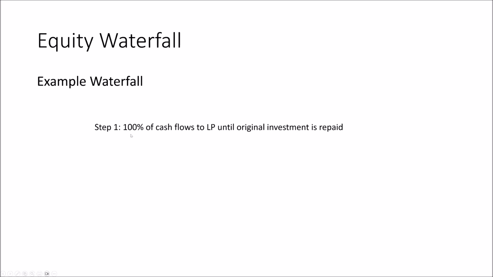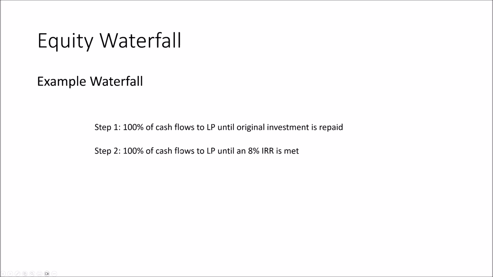Step 1 of the waterfall would be 100% of the cash flows to the LP until the original investment is repaid. So in this waterfall, we just have an LP. We're not going to worry about a pref below them. They're lower on the capital stack from the GP, so they are basically getting paid first. They're getting their original investment repaid first.